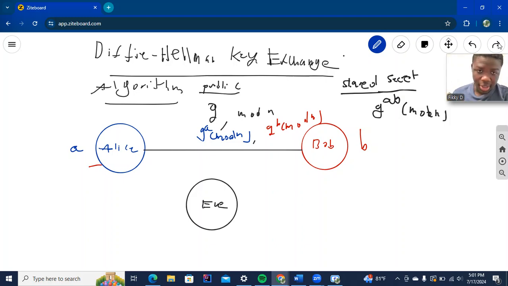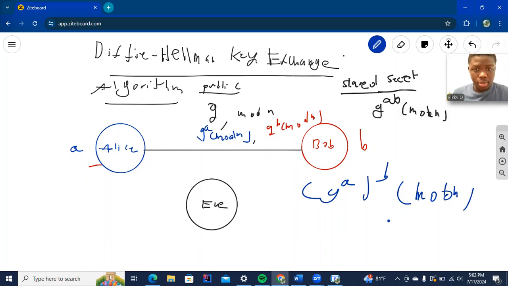What happens is that because G to the A is public, Bob can compute the shared secret key because he has his own B. So A and B don't even have to be exchanged. Bob knows his own B, Alice knows her own A. We're not going to exchange that. But because G to the A is public, we can compute this shared secret G to the AB mod n. For example, Bob knows G to the A, so he can just take this G to the A, raise it to the power of B, put this in mod n, and then boom, he has the shared secret key, which is going to be less than n because it's in mod n.